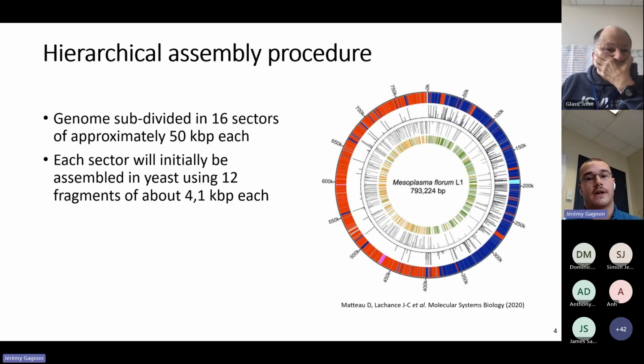Our strategy is to divide the Mesoplasma florum genome into 16 sections, each of approximately 50 kb. And after that, each section will be assembled using 12 fragments of about 4.1 kb. And in total, the genome consists of 189 fragments.